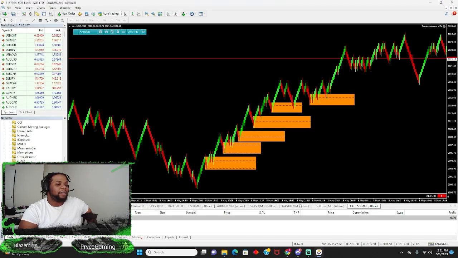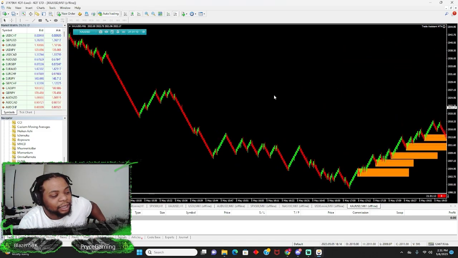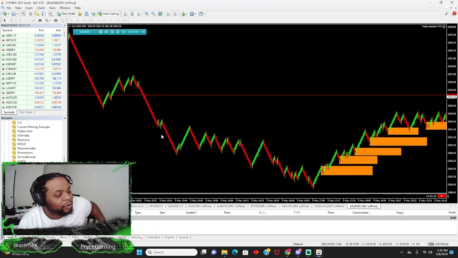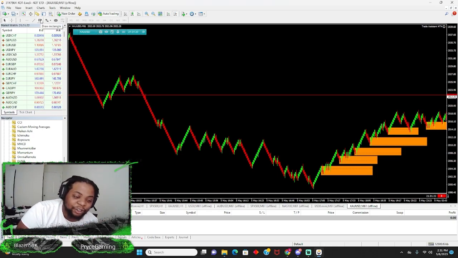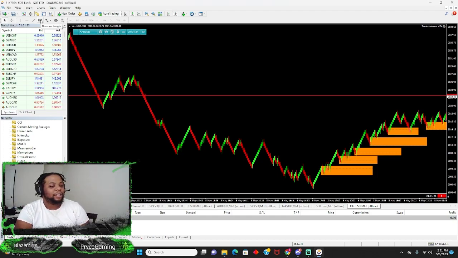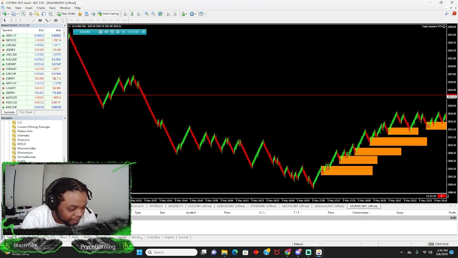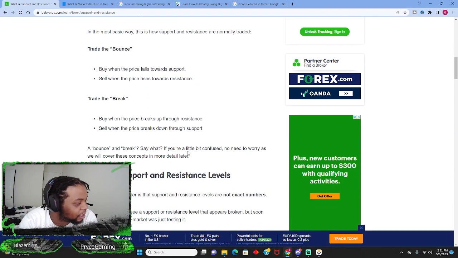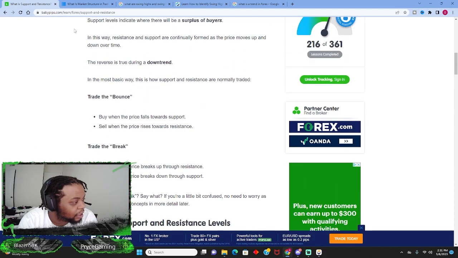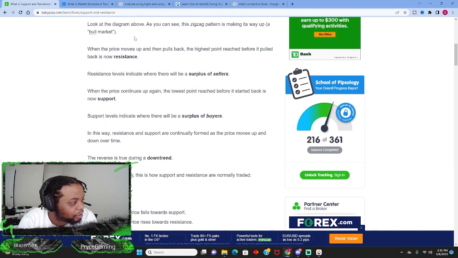So basically, what they're saying, this is an uptrend, and if you come here, we're going to find support and resistance. Support on a downtrend, you know, every time it comes down, the lowest point is support. When it shoots up, the highest point is resistance. Let me see if they're going to tell you that. So it's basically the reverse of all of this.